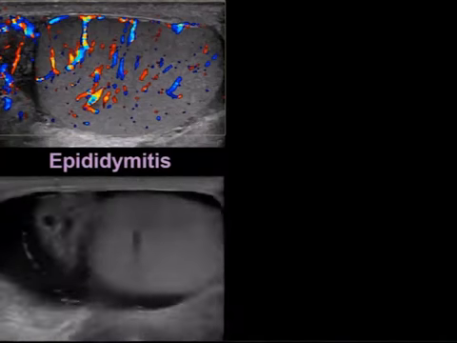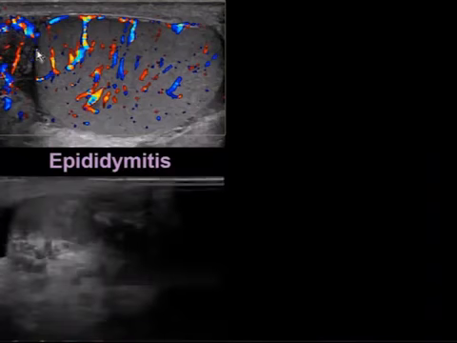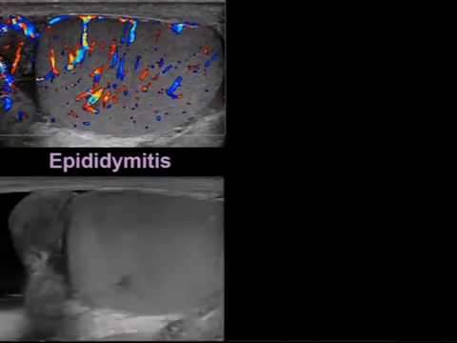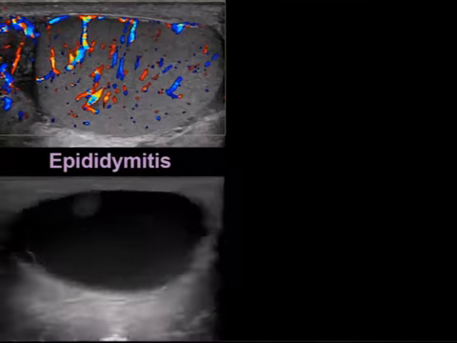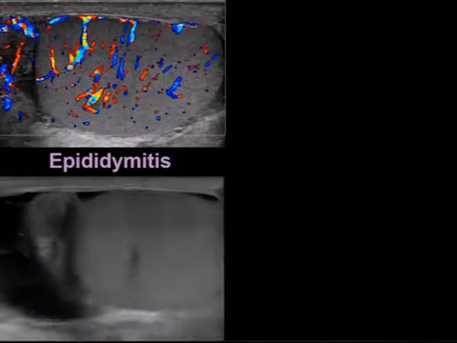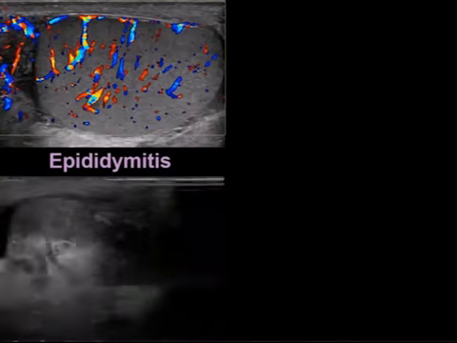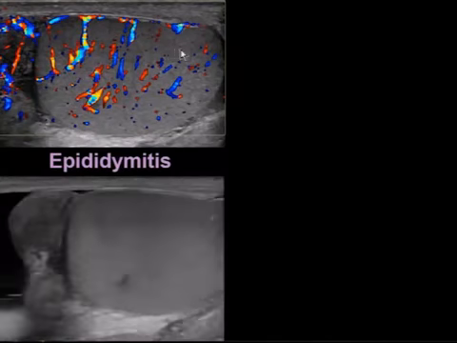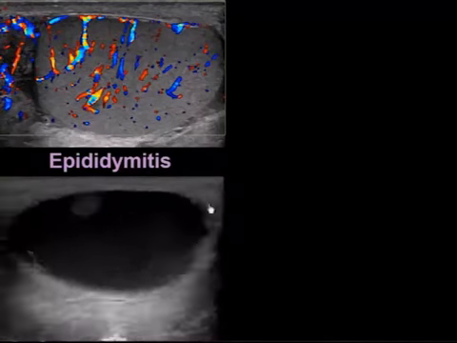So here we have a patient with epididymitis. You can see that the epididymis sits above the superior pole of the testicle, and in this case has a lot of blood flow. You'll recall I mentioned at the beginning that we typically do not see much blood flow in the epididymis in a normal patient. But when the epididymis becomes inflamed with epididymitis, the blood flow does increase. On this clip through the scrotum, we can see thickening of the epididymis here as well as a hydrocele.